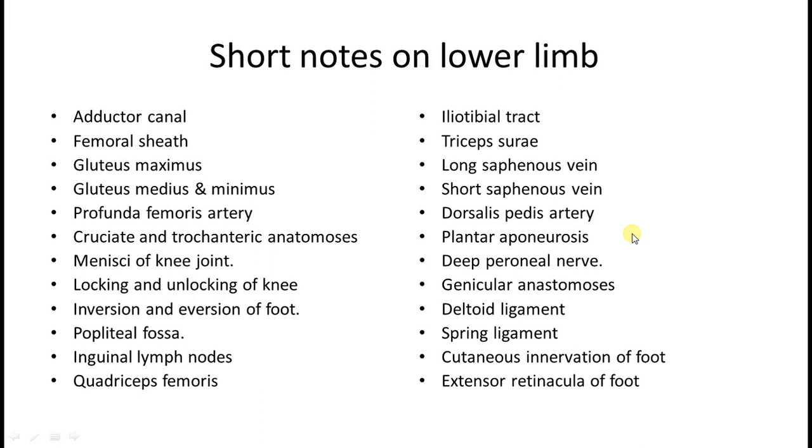Any individual muscles, usually it is not asked, they can ask your plantar aponeurosis. Again, you can write very well about the plantar aponeurosis if you have read about the arches of foot. Then deep peroneal nerve, anastomosis around the knee joint, spring ligament. Again, we have discussed the spring ligament in the arches of foot, what is its importance. Deltoid ligament is the medial ligament of ankle joint, cutaneous innervation of foot and extensor retinacula.